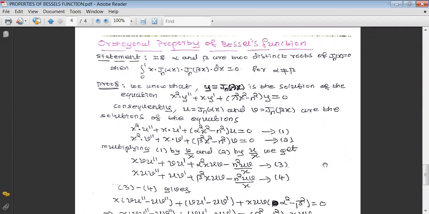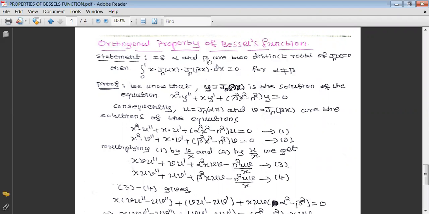In the previous video, we have discussed some of the properties of Bessel's function and some examples based on Bessel's function. In this video, we are going to discuss one important property of Bessel's function that is known as the orthogonal property of Bessel's function. And the statement of this property goes like this.